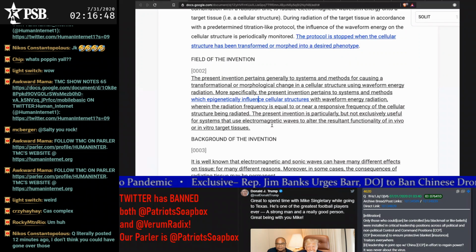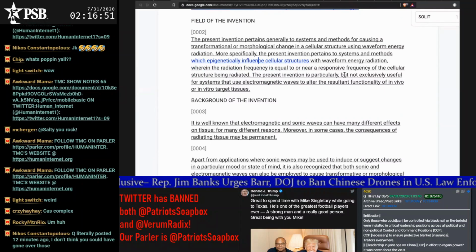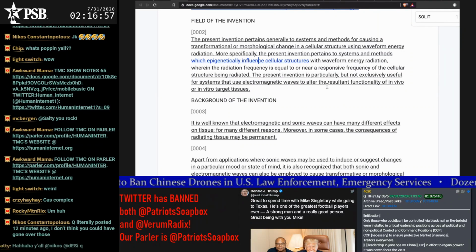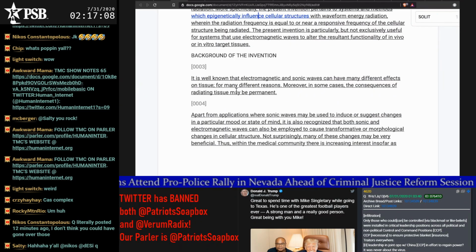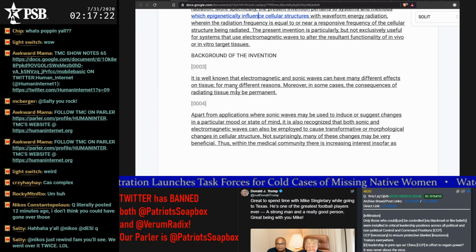So it says the present invention is particularly, but not exclusively, useful for systems that use electromagnetic waves to alter the resultant functionality of in vivo, in the body, or in vitro, out of the body, target tissues. So we're gonna breeze through this, and we're gonna jump around and look at some different things to try to define just exactly what this patent is saying is possible with focused electromagnetic waves. It's well known that electromagnetic and sonic waves can have many different effects on tissue for many different reasons. Moreover, in some cases, consequences of radiating tissue may be permanent.